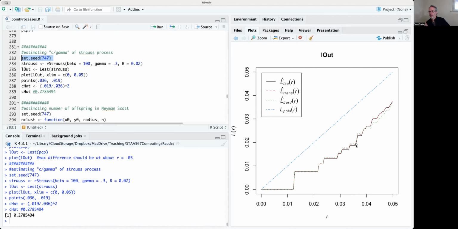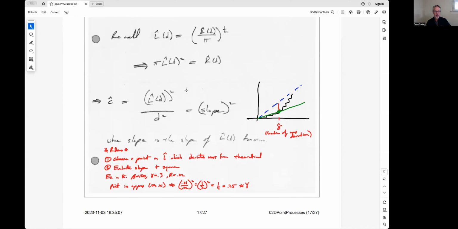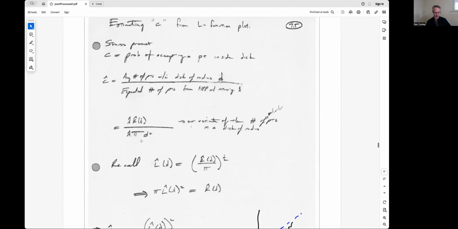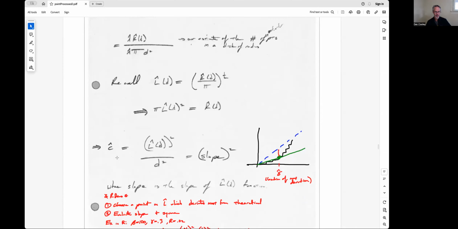but what we hopefully can see from the notes is that with our understanding of the K function giving a sort of normalized number of points, average number of points found within distance r, we can work from that definition of the K function forward to get an estimate for C.